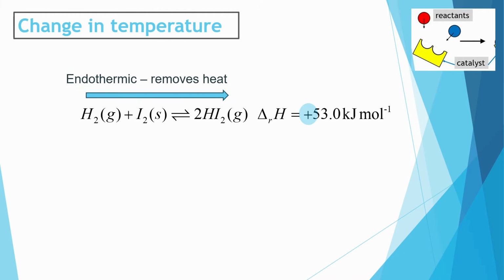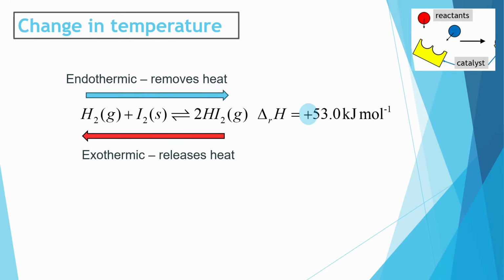Now, what it means by it's endothermic, the value that's stated for the enthalpy is always stated for the forward reaction. So the forward reaction must be endothermic because the delta H value is positive. That means that the opposite is true for the reverse reaction. The reverse reaction is exothermic. Now remember, endothermic reactions remove heat, and exothermic reactions give out heat or release heat.